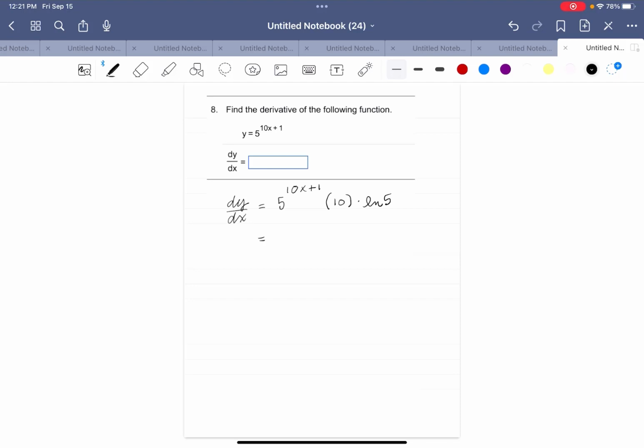So that's the formula. And we can rewrite this a number of ways. We could put the 10 in the front, times 5 to the 10x plus 1, times the natural log of 5. You could put the 10, the natural log of 5, times the 5 to the 10x plus 1. Any of these will be acceptable as long as it's clear that it's multiplication of each one of these factors. So our final answer is 10 natural log of 5 times 5 to the 10x plus 1.